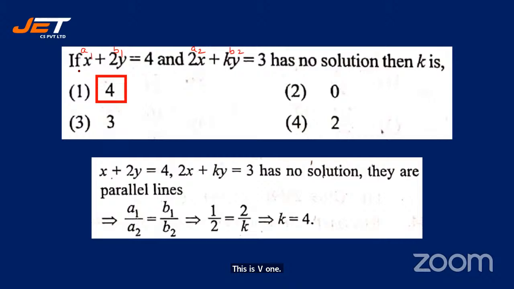So A1 is 1, A2 is 2. So 1 by 2 is equal to what is B1? 2 by K. All right. So if you cross multiply, you will get the value of K to be 4. Is it clear? Now, I don't think you should have any doubts in this. It's very simple, in fact. Yes. All right.